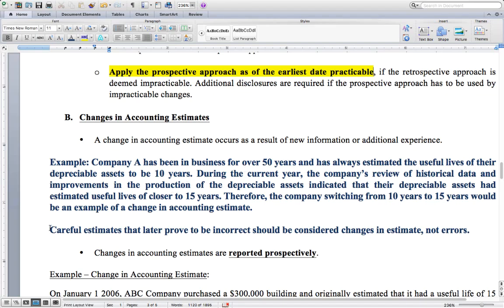Careful estimates that later prove to be incorrect should be considered changes in accounting estimates, not errors. So for example, if a company comes up with an estimate for their allowance for doubtful accounts at 2% of accounts receivable, they detailed it out, they had rationale why they did it, but that turns out to be completely wrong, and looking back in hindsight, they probably should have booked like 25% uncollectible. That is not considered an error. Even though it was a substantial difference in the estimate, it is not considered an accounting error that they made an estimate so low.